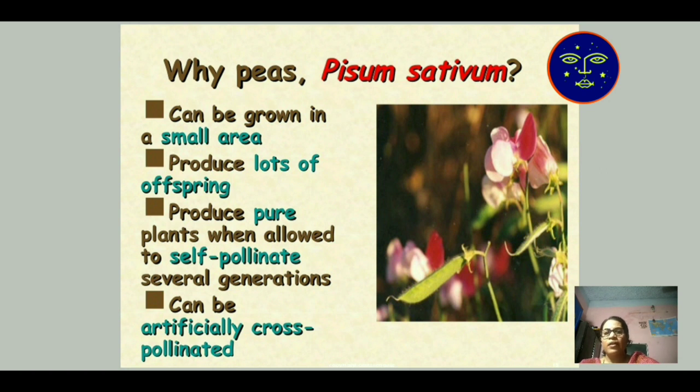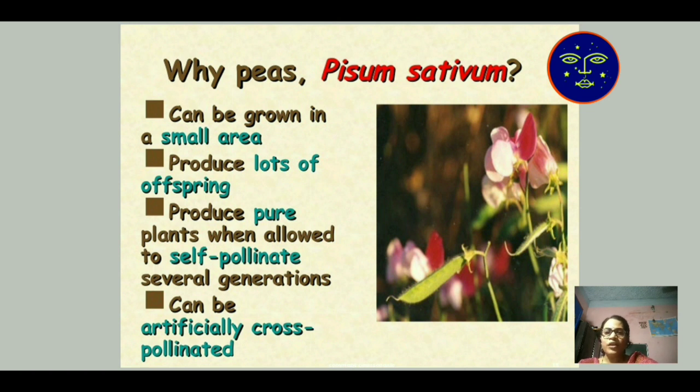In a single flower, the flower is bisexual, so it contains both anther and ovary in the single flower. So self-pollination occurs in a single flower. So Mendel chose this Pisum sativum plant, which can also be artificially cross-pollinated.